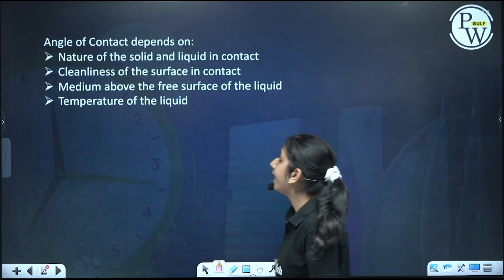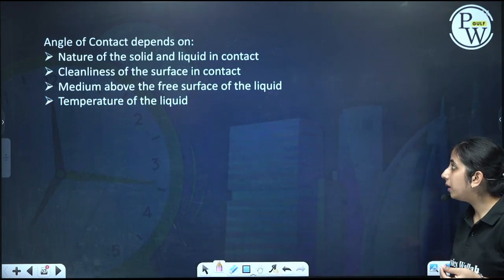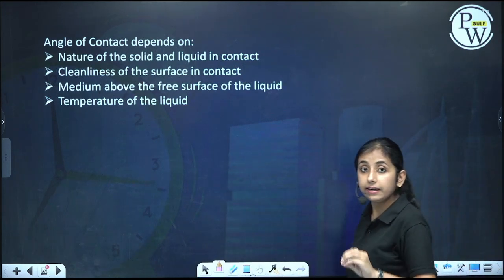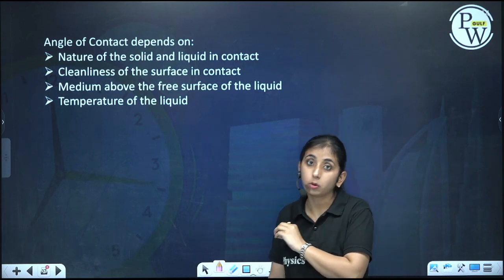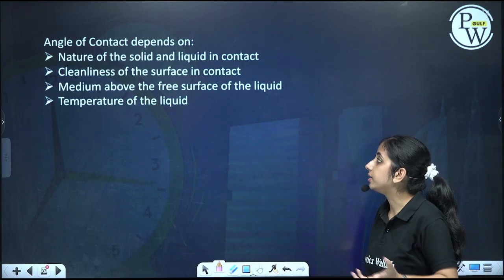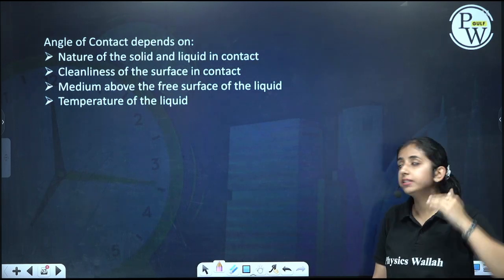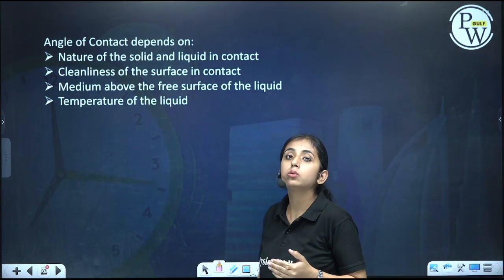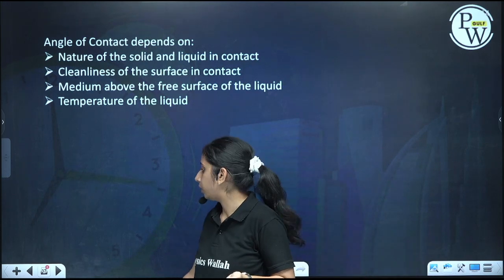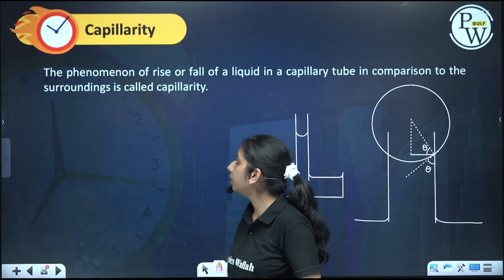So the angle of contact depends on the nature of the solid and liquid in contact, and the cleanliness of the surface in contact; impurities will change it. It also depends on the medium above the free surface of the liquid, and on the temperature of the liquid.